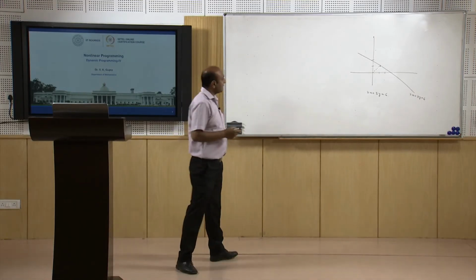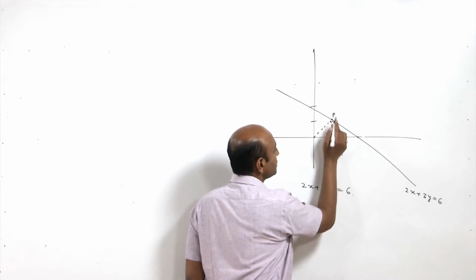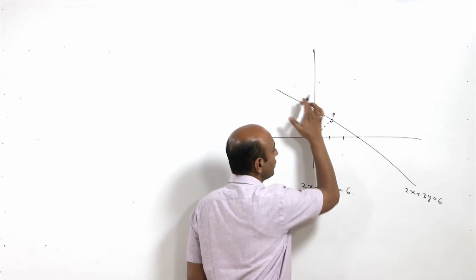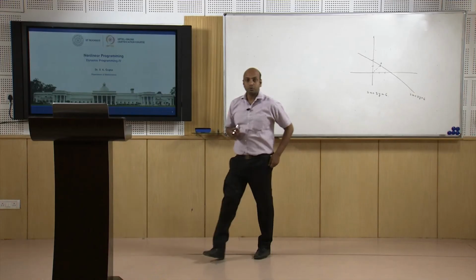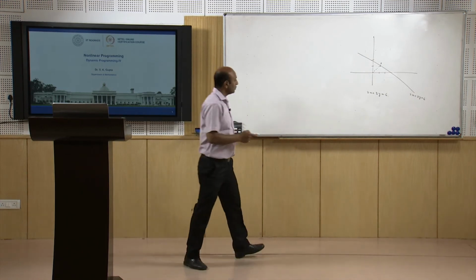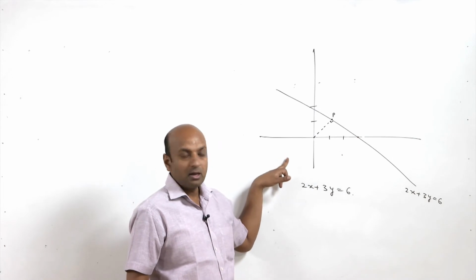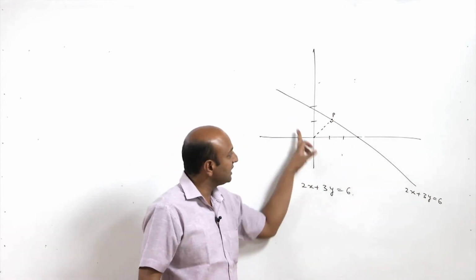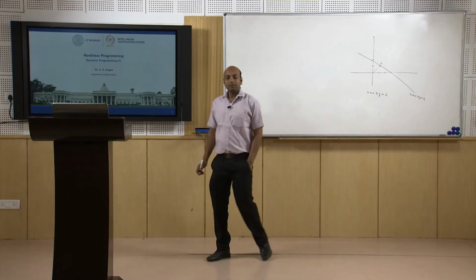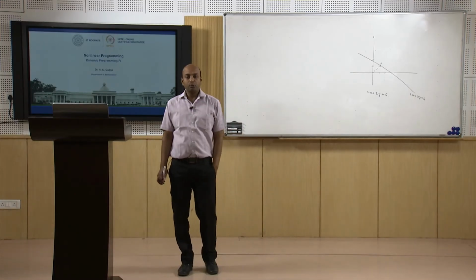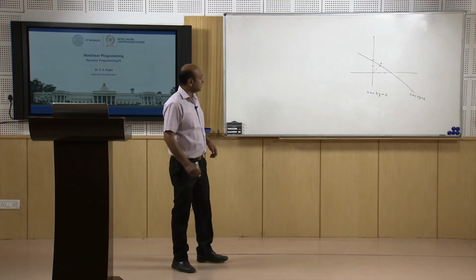So, we can easily find this point P, which is at the shortest distance from the origin on this line, using coordinate geometry also. We can simply find the equation of the perpendicular straight line, and then the point of intersection of the two straight lines gives the point P. But the same problem can also be solved using dynamic programming. So, how can we solve it using dynamic programming? Let us see.